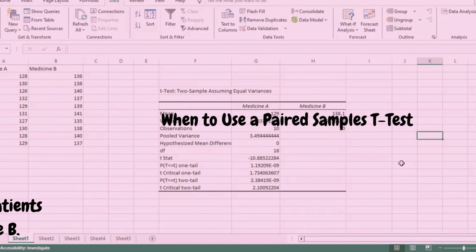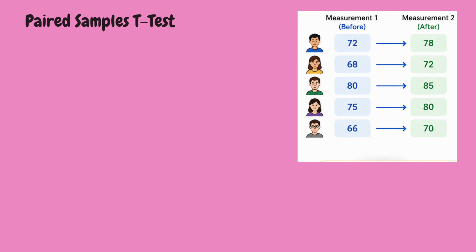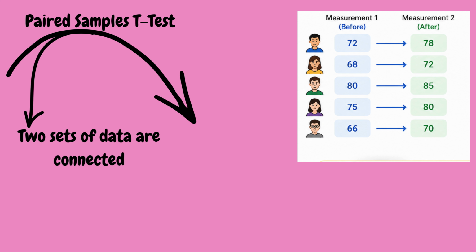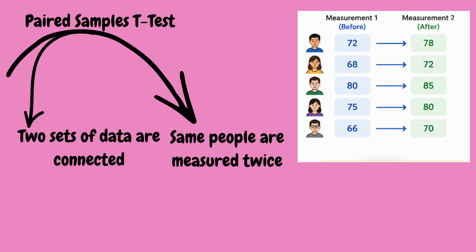When to use a paired samples t-test: use a paired samples t-test when the two sets of data are connected. The most common situation is when the same people are measured twice.